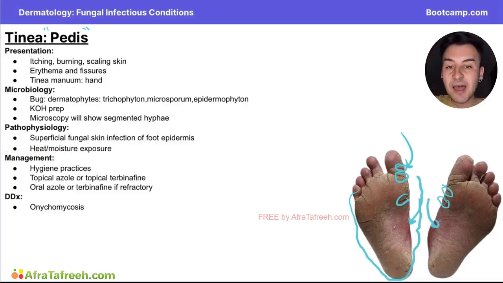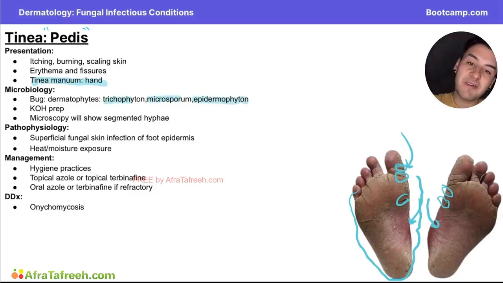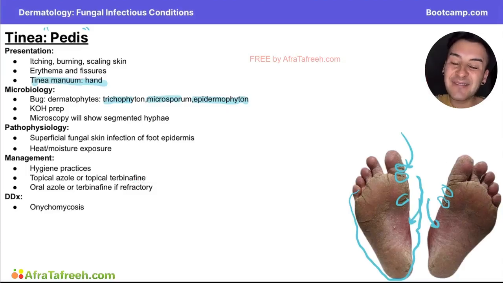Now, if this was to all happen on the hand, falling in line with our Greek-Latin fun, we would have tinea manum. This is less common, but it can happen. So, you guessed it, guys, we're on a theme here: dermatophytes. Trichophyton, microsporum, and epidermophyton are going to be what cause this disease process. And it is identifiable on KOH prep, and the microscopy is going to show segmented hyphae, just like we talked about before.